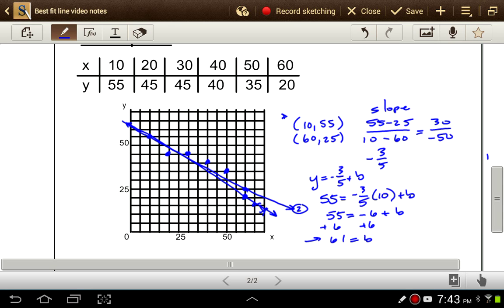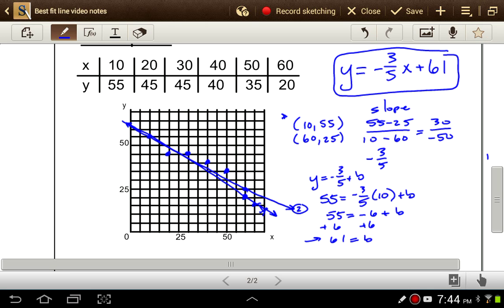So now I can write my equation. So this would be y equals negative 3/5 x plus 61. And that is going to be what I think that line would be. So again, I could use this data to anticipate other points if I want to anticipate lower or higher values for x.